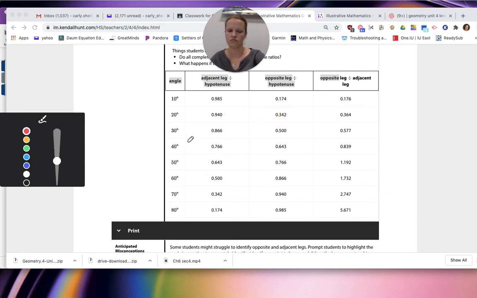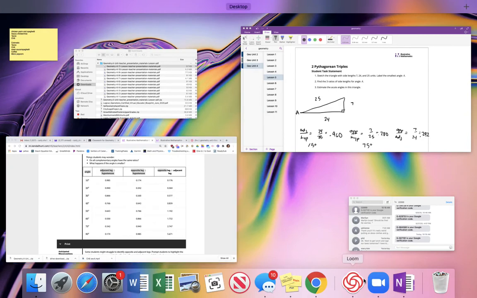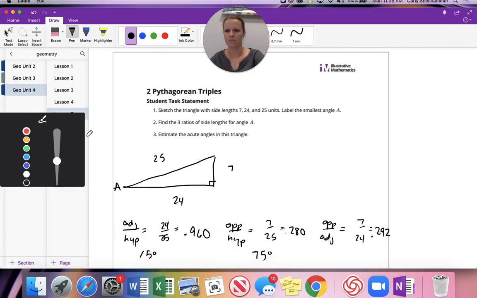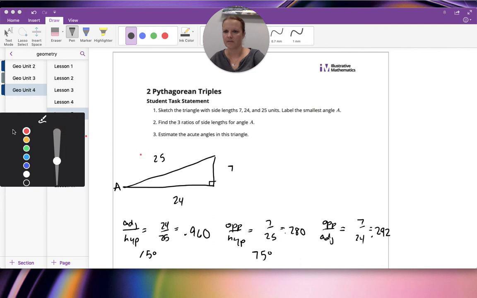Okay. I don't know how to get out of that. Huh. That seems to be stuck. I wonder why. Okay, it's all right. So estimate the acute angles. This one's going to be about 15. That's about 75. I'm still in Loom. This is disturbing. Uh-oh. I may have an issue.